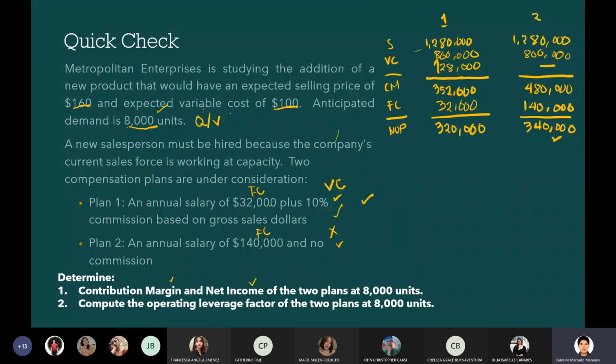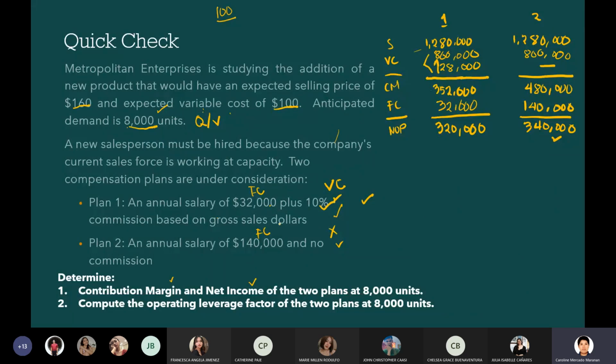So ang ginawa niya ay kinuha niya yung sales, kinuha niya yung variable cost. So sinabi naman yung variable cost here, 100. And then sa plan 1, meron tayong additional variable cost because sinasabi that there is 10% commission based on gross sales dollars. Kaya pwede mo rin ito, meron tayo ditong pwedeng maging shortcut. Paano 'yon? Sabi kasi ang variable cost natin ay 100, tama? Variable cost per unit.